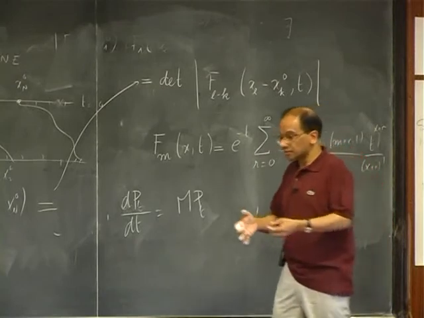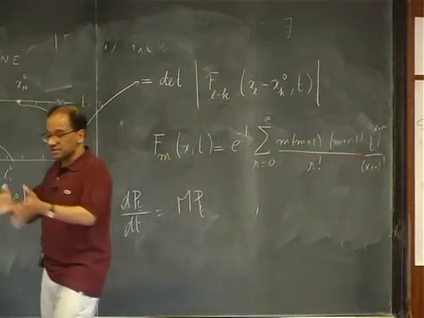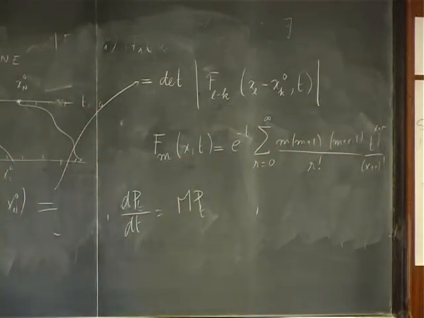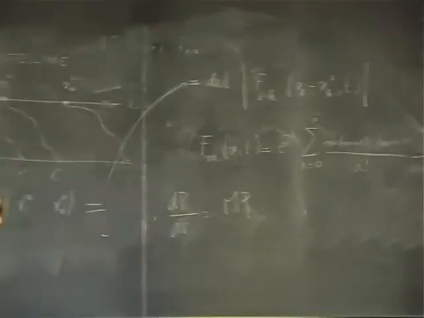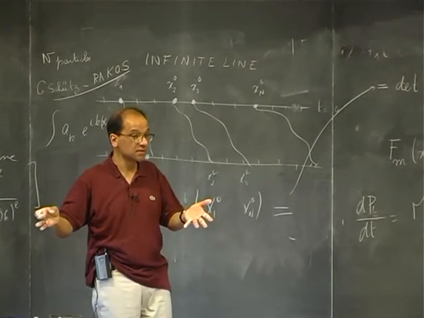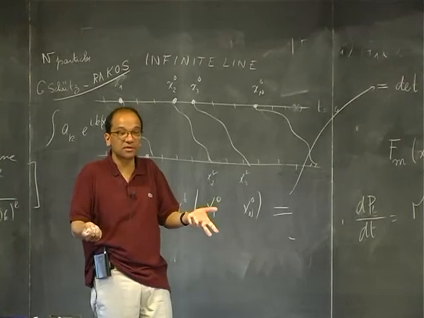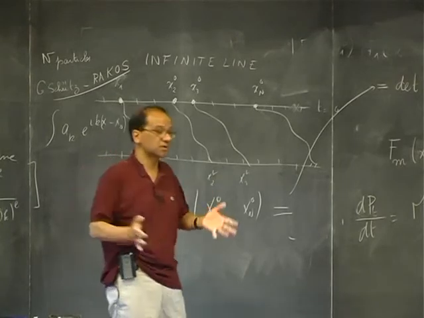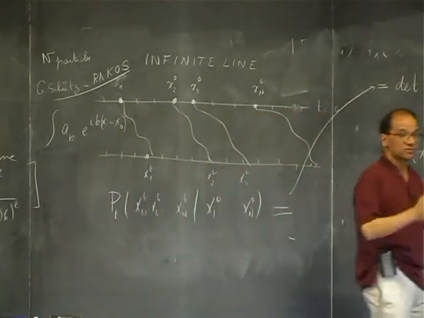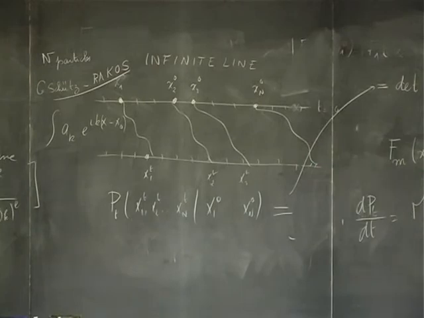If I tell you that the solution of the heat equation is exponential of minus x squared over 4dt, divided by the square root of 4 pi dt, you can just plug it into the equation and check it. And nobody tells you that it comes from Fourier modes and so on. Just the solution, you plug it in.